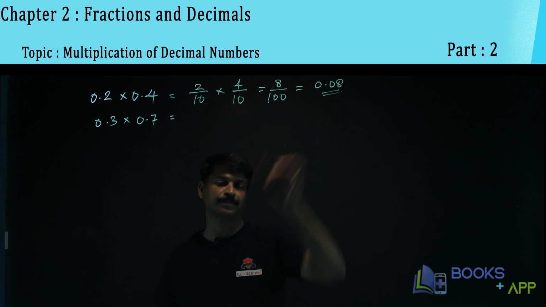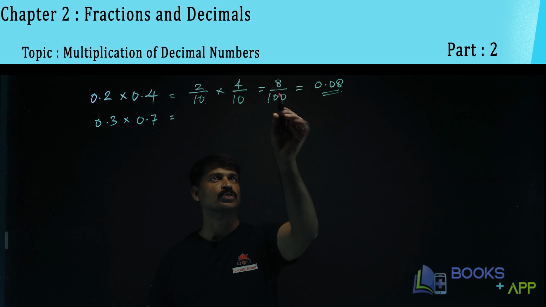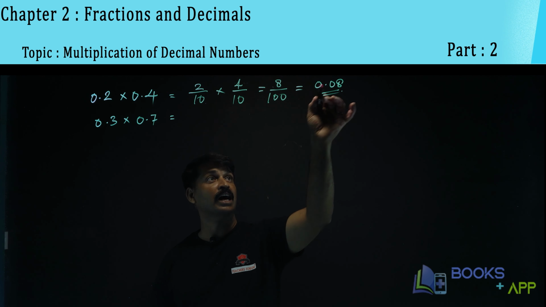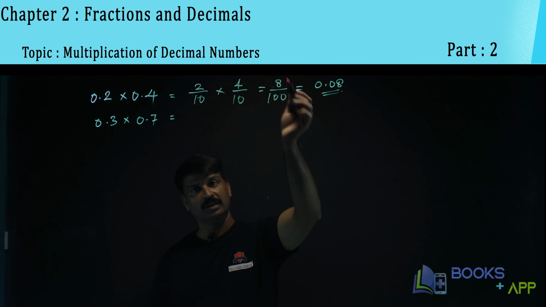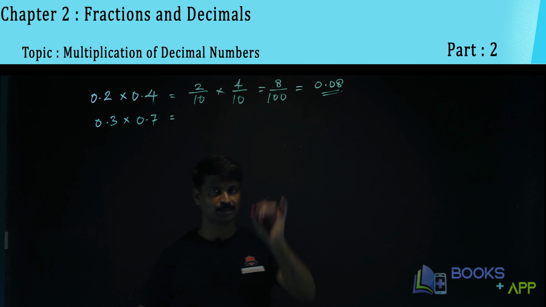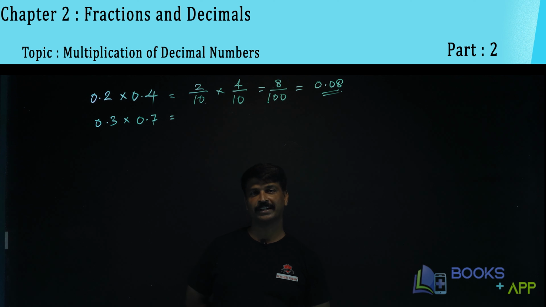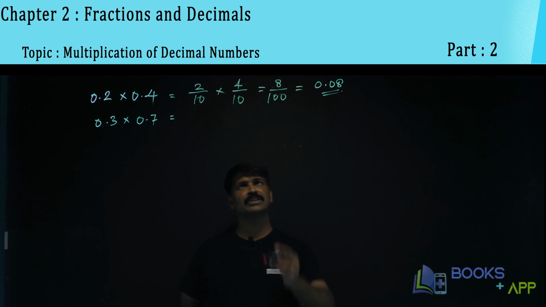0.08 is the answer. Because there are two zeros, there should be 2 places after the decimal symbol. So you should add a 0 in front of 8 and put the decimal point. So it becomes 0.08. Now, without doing these steps, you can find this answer.